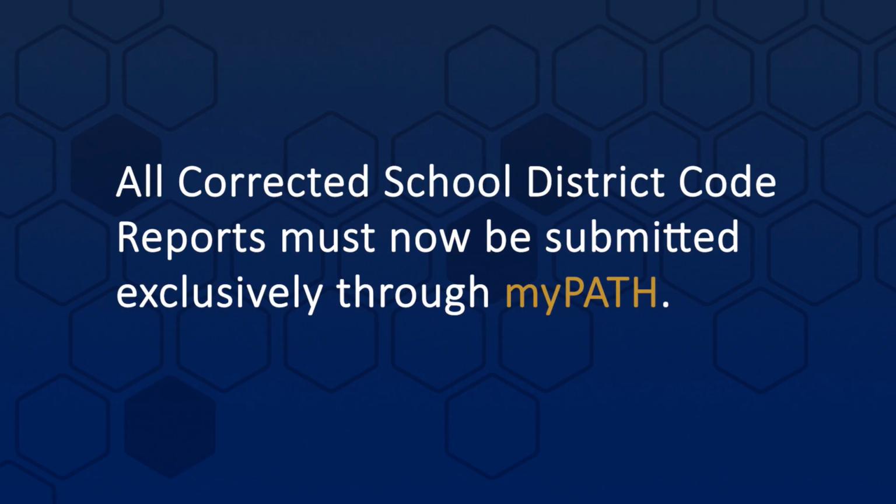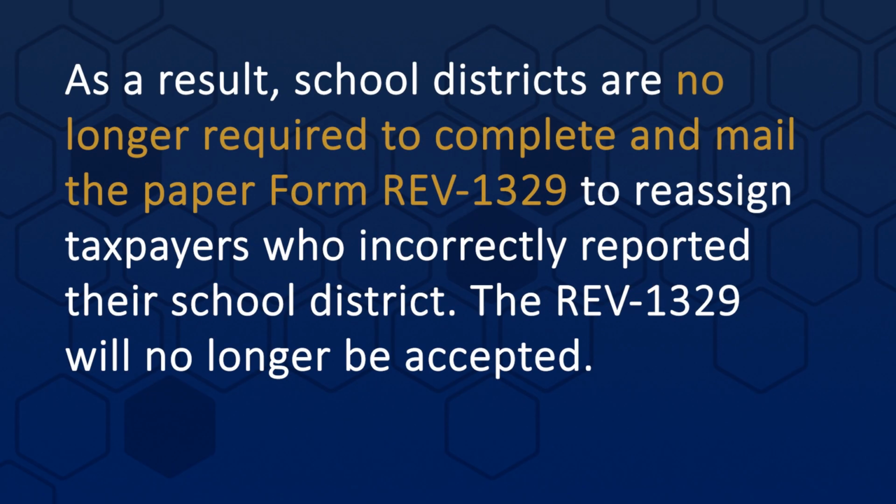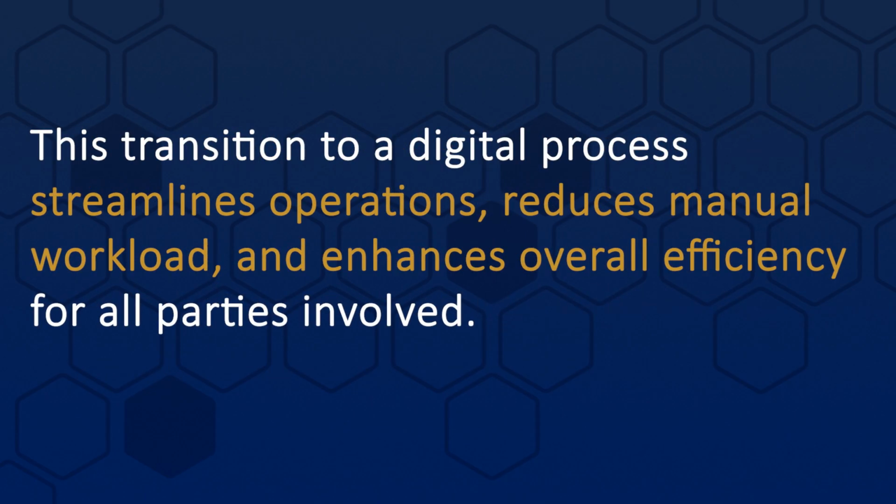All corrected school district code reports must now be submitted exclusively through MyPath. As a result, school districts are no longer required to complete and mail the paper form REV 1329 to reassign taxpayers who incorrectly reported their school district. The REV 1329 will no longer be accepted. This transition to a digital process streamlines operations, reduces manual workload, and enhances overall efficiency for all parties involved.